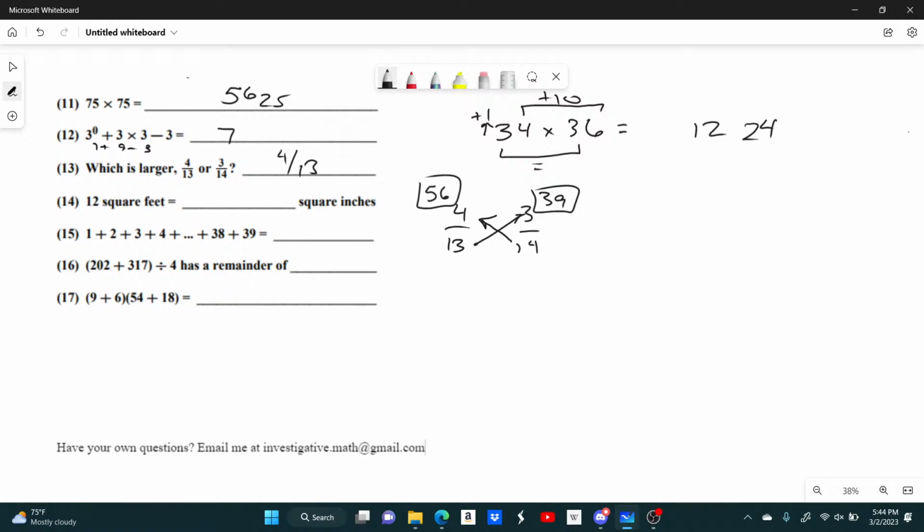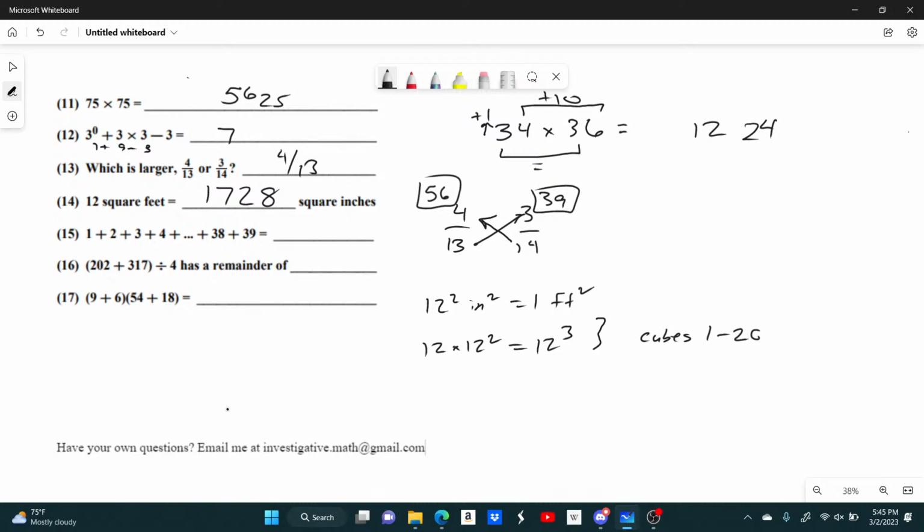Okay, and then we have 12 square feet, how many square inches? Well, there's 12 inches in a foot, so there's going to be 12 square inches in a square foot. And if there's 12 of them, then this is just going to be 12 times 12 squared, which is 12 cubed. This is probably one you should have memorized as well. Cubes from 1 to 20 are pretty good to memorize, just as a rule of thumb. So 12 cubed you would have memorized is 1728.